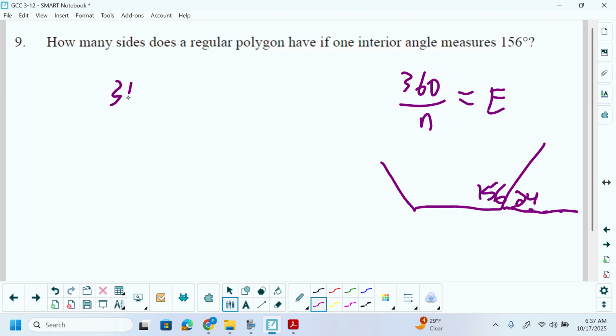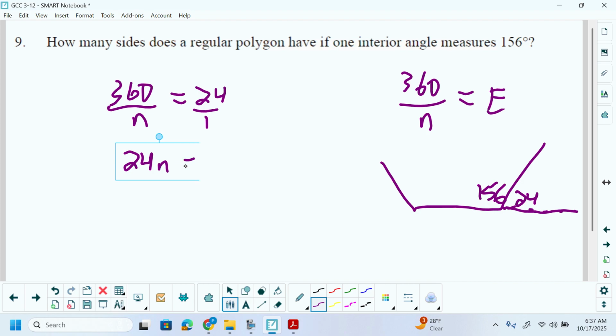We'll now do our 360 divided by n, which is our number of sides, equals that 24. We'll put 24 over 1, and we'll cross multiply. We get 24n equals 360. And we'll divide both sides by 24. And we should get n equals 15 sides.